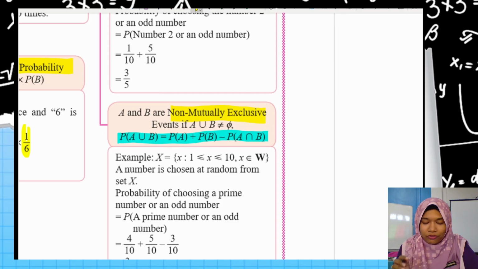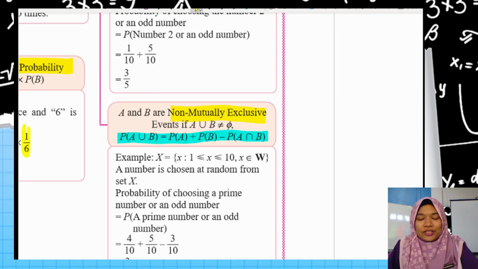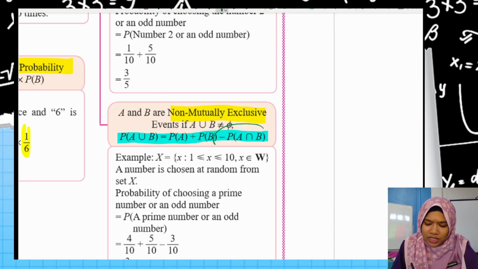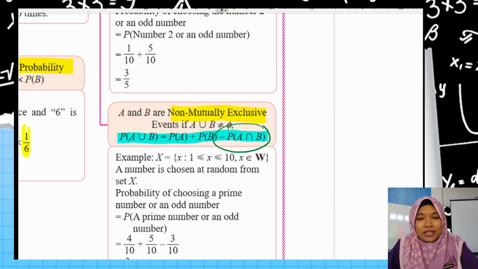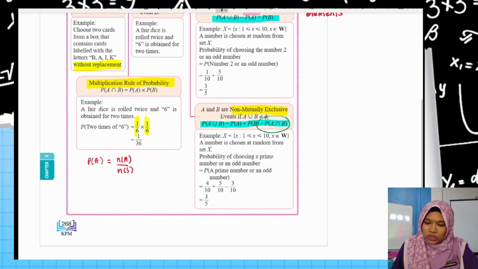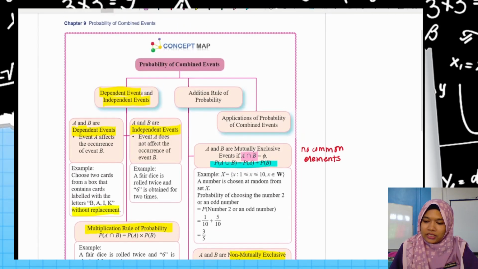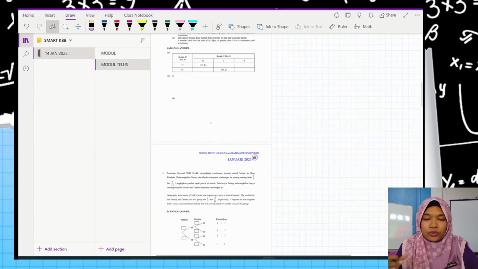The formula for the addition rule when it involves non-mutually exclusive events is PA plus PB minus PA intersection B, because it has common elements. Kenapa kena tolak? Why do you have to minus PA intersection B? Because it has common elements. Ada intersection.